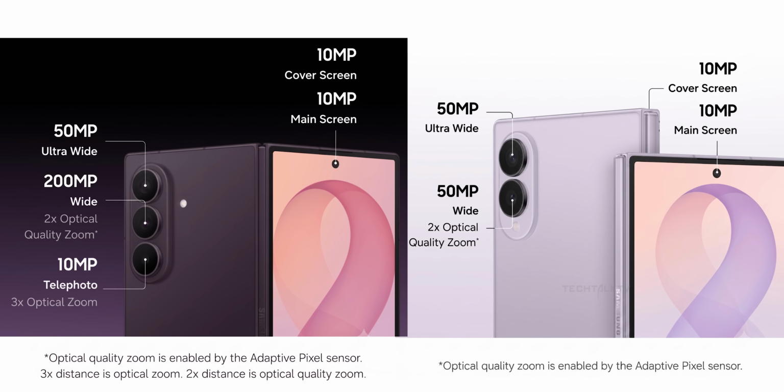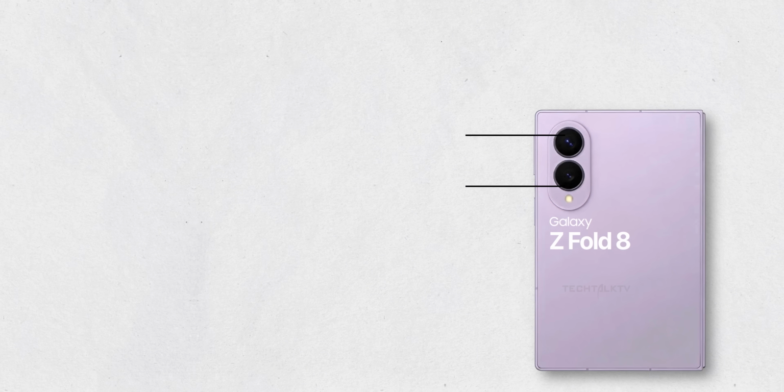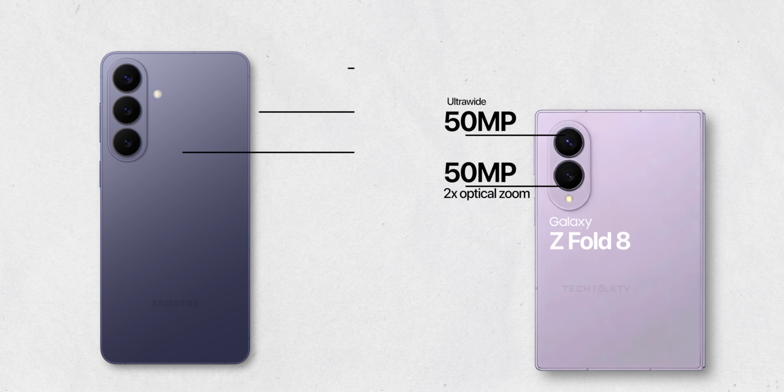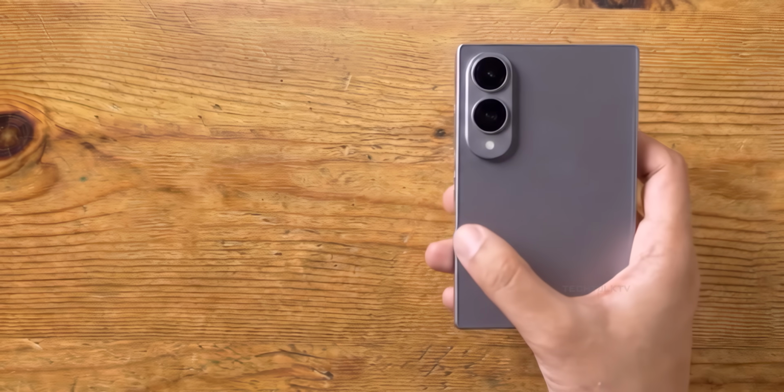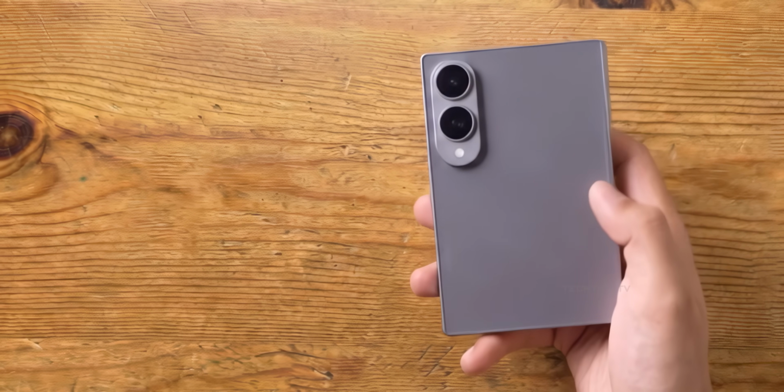So if cameras are important to you, the Ultra is definitely the better choice. That said, it's not like the Fold 8 has bad cameras. Its main sensor is the same one found on the S26, and it uses the exact same ultra-wide camera as the Ultra. So you're still getting flagship level image quality, it's just not quite at the Ultra's level, and you'll completely miss out on optical zoom.